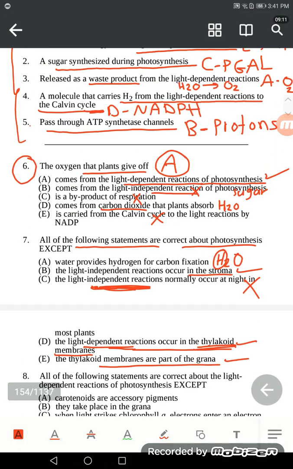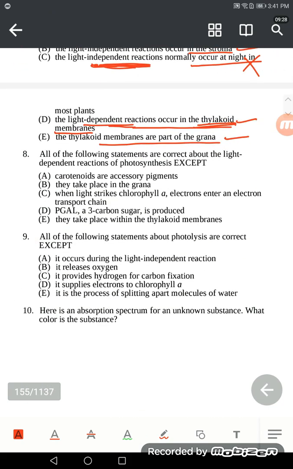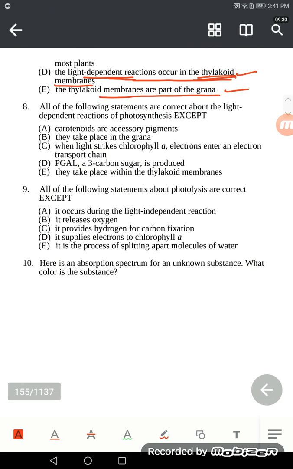C, in which it says occurs during night. So the answer is C for the question. All the other statements are true about the process. Now let us move to the 8th question.